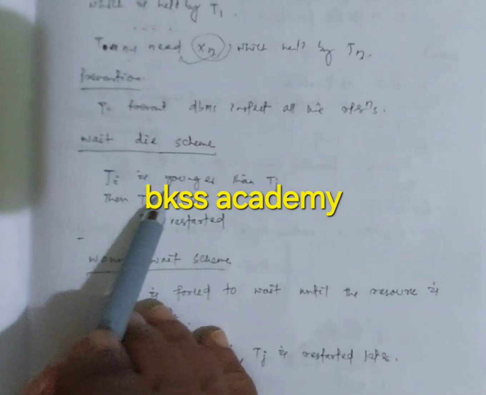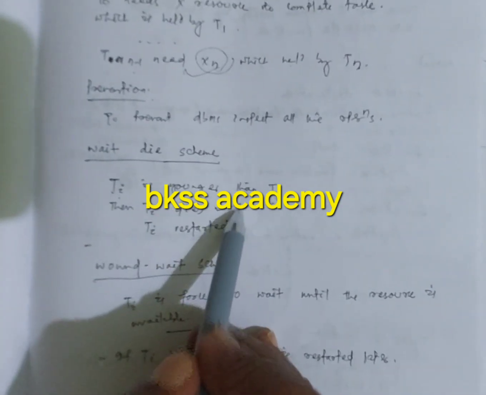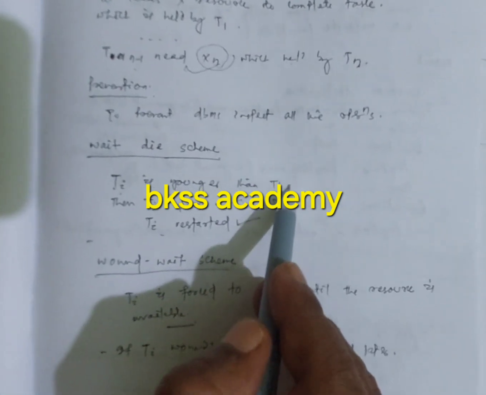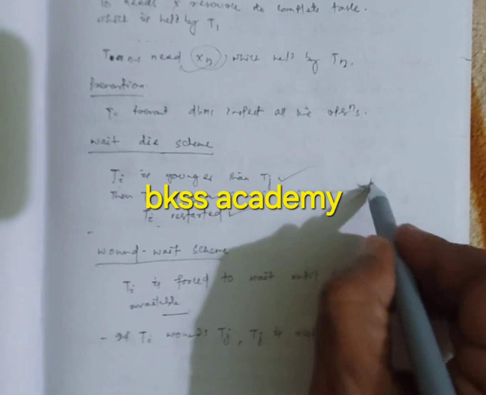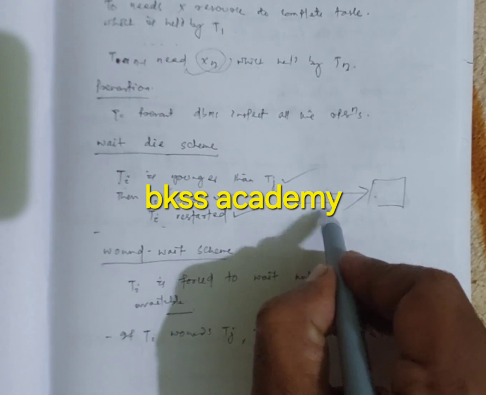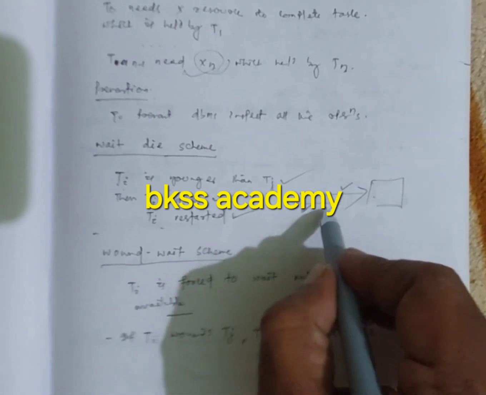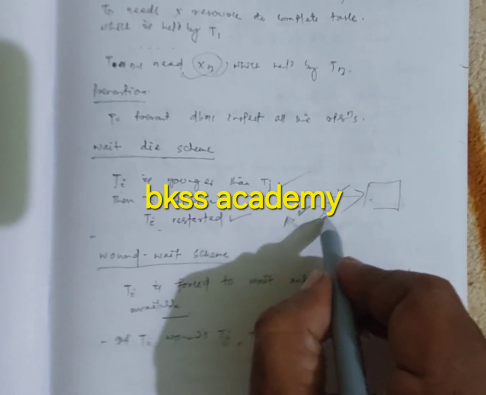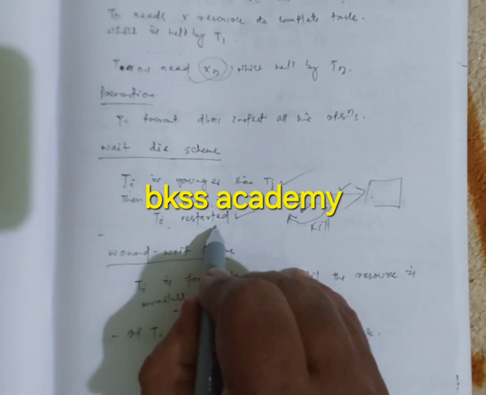When Ti is younger than Tj, that means Ti is younger, so Ti will die and be restarted. Then Tj is allowed for execution. Suppose Tj is already waiting for a transaction and has started its transaction. In between, Ti came. So Ti is the younger and Tj is the older one. When Ti is younger, Ti will be restarted or rolled back and the transaction fails. So a kill transaction will occur. So Ti dies and is restarted.